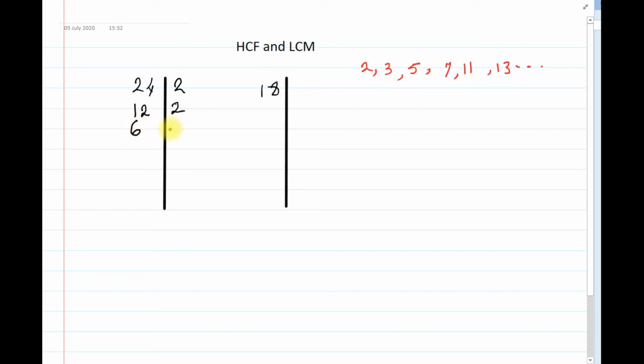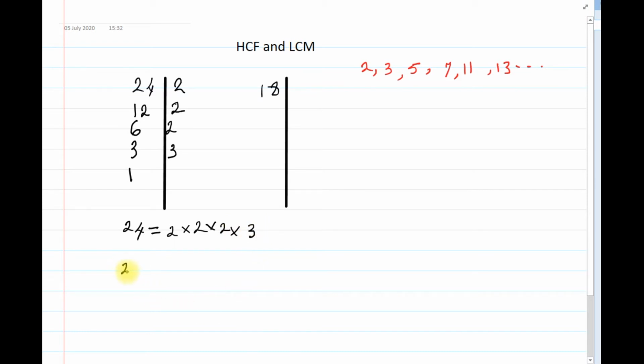Is 6 divisible by 2? It is. So we write the 2 here and the answer is 3. Is 3 divisible by 2? It isn't. Then we move to the next prime. Is 3 divisible by 3? It is. So it goes 1. So when we reach 1 on the left hand column, we stop. So 24 can be written as 2 times 2 times 2 times 3.